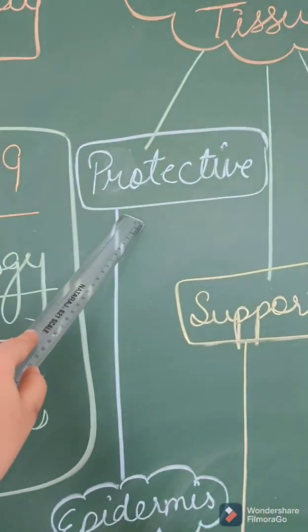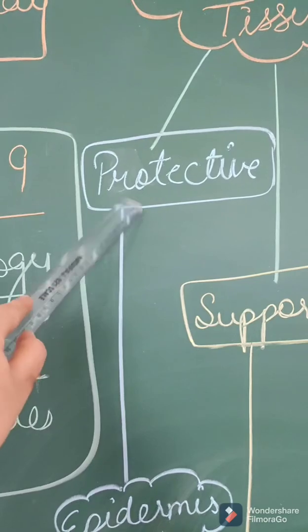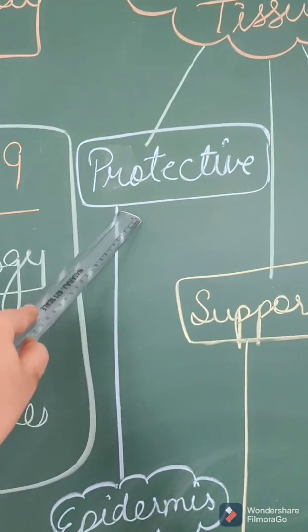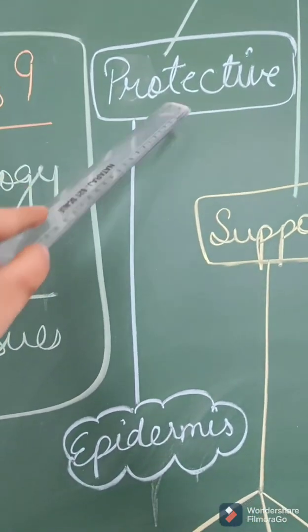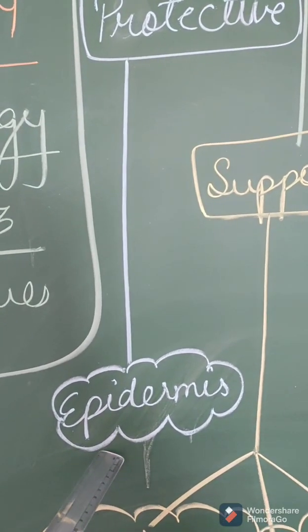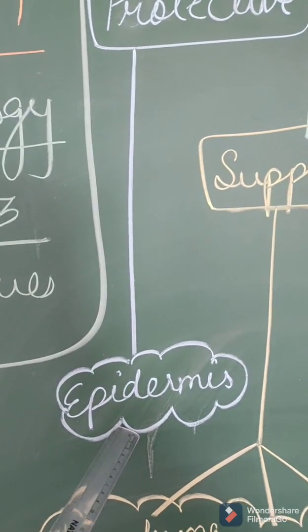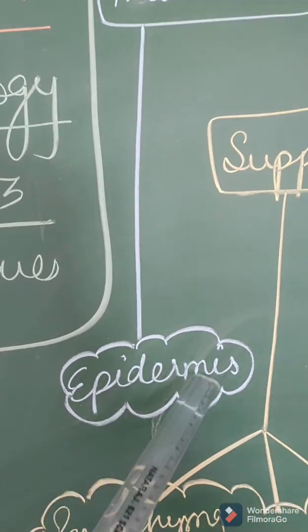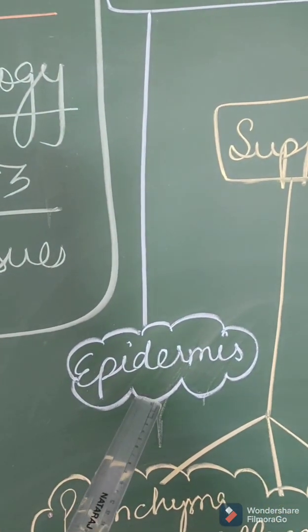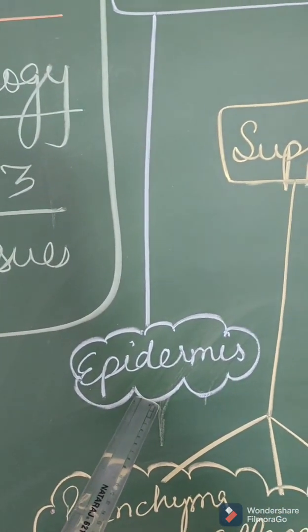So protective tissue, its function is to protect the plant. That means it is present as the covering of the plant. So here we have epidermis. In today's class, I am going to show you the slide of epidermis. So this is the outer covering of the plant.